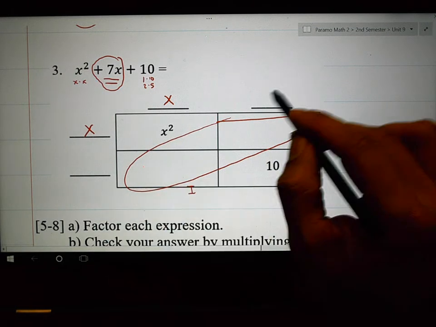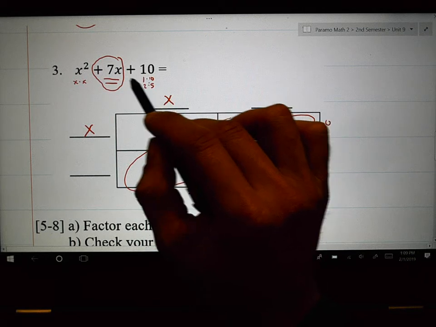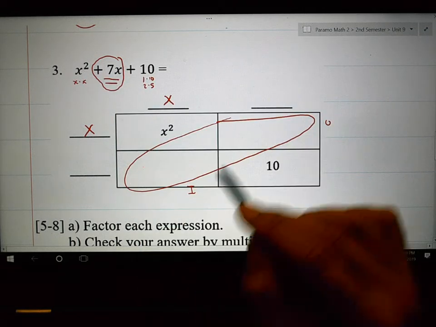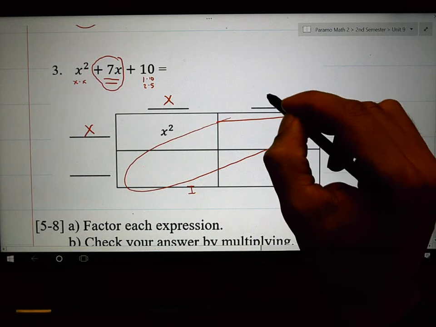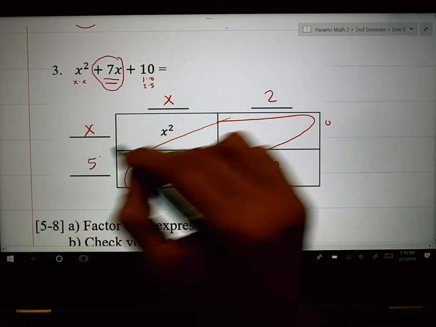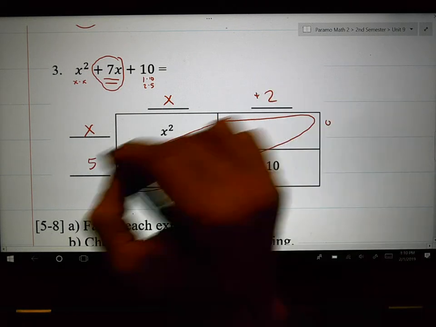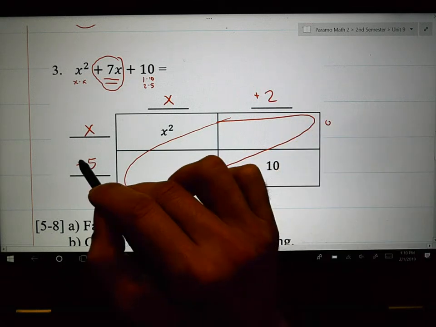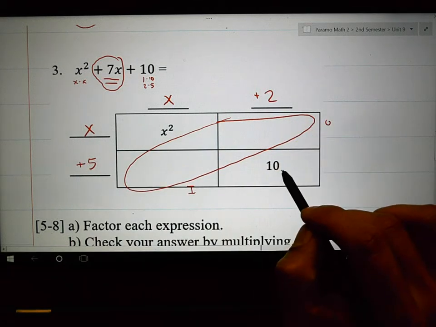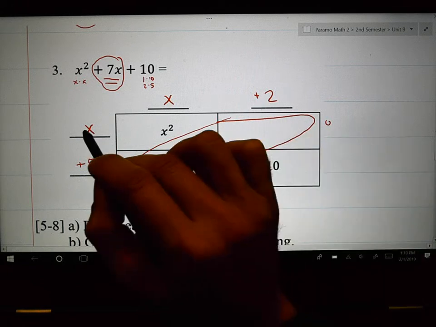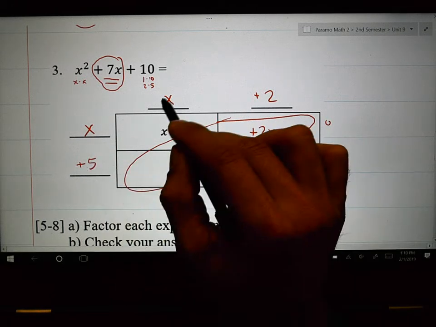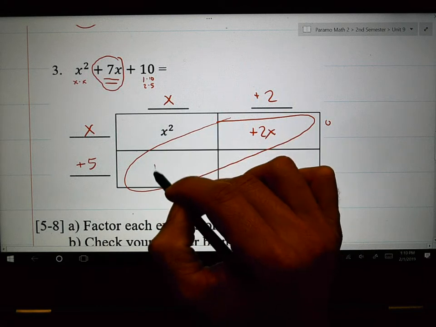So what times what is 10? Are you going to use the 1 and the 10? Will that make a 7? Or will the 2 and the 5 make the 7? And I hope you know that using the 2 and the 5, well, positive or negative 2, let's put some of those in there. Positive 2 times positive 5 is a positive 10. 2 times x is plus 2x. Positive 5 times x is plus 5x.